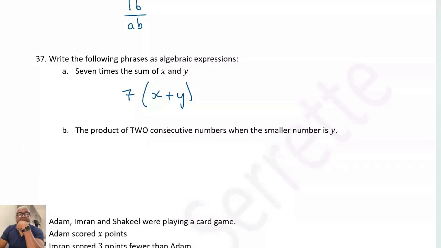Product of 2 consecutive numbers when the smaller number is y, right? Product means multiply. They say the smaller number is y. So you know it's going to be y multiplied by the number that is consecutive. Consecutive means what? If I say 2 consecutive numbers and 10 is the smaller number, what's the next number I'm talking about? 2 consecutive numbers.